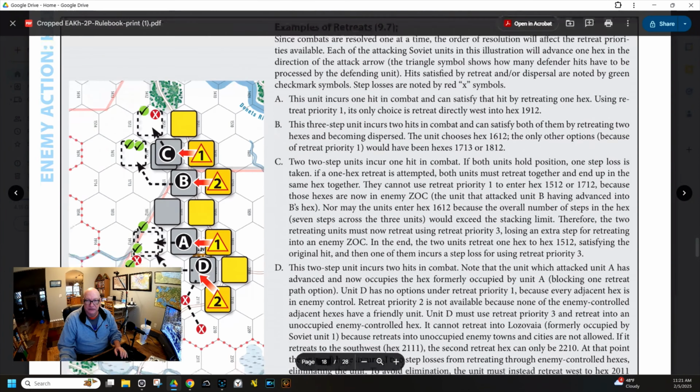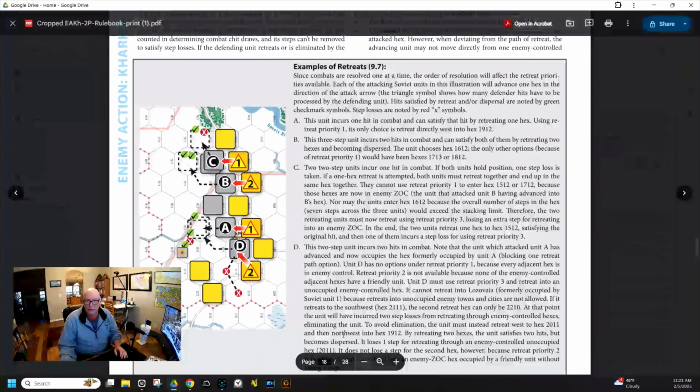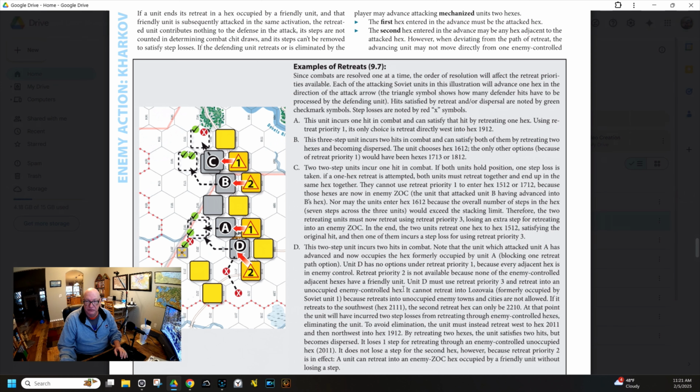So let's go back up here for examples of retreat. Since combats are resolved one at a time, the order of resolution will affect the retreat priorities available. Each of the attacking Soviet units in this illustration will advance 1 hex in the direction of the attack arrow. The triangle symbol shows how many defender hits have been processed by the unit. Hits satisfied by retreat. Okay, so it's just going to tell you in here.